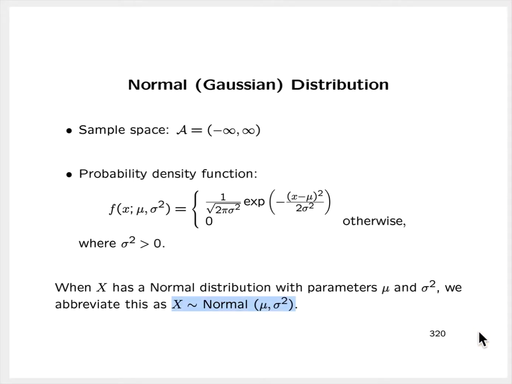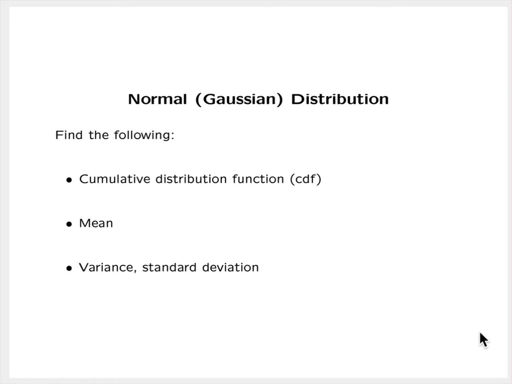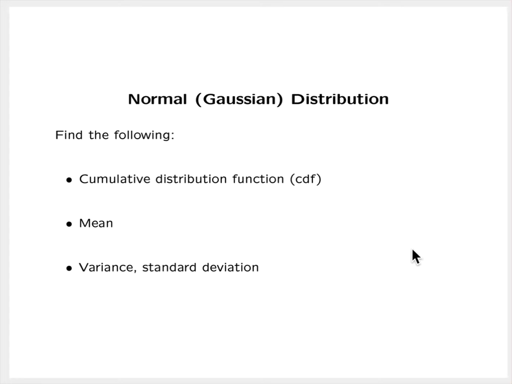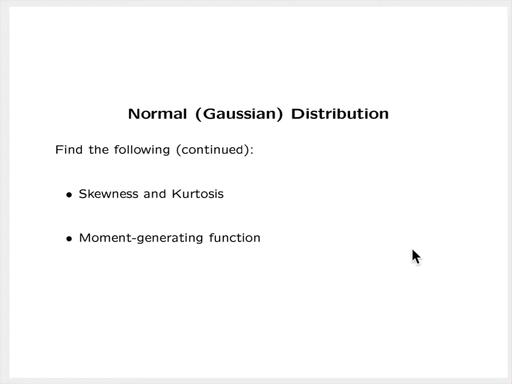Now we're going to be looking in a fair amount of detail at this distribution. We're going to be looking at the cumulative distribution function. We will be deriving the mean of the distribution, the variance and standard deviation, as well as the skewness and kurtosis coefficients. And we will also derive the moment generating function. And it's actually from the moment generating function that we're going to derive the mean, the variance, and the third and fourth central moments, from which we get the skewness and the kurtosis.